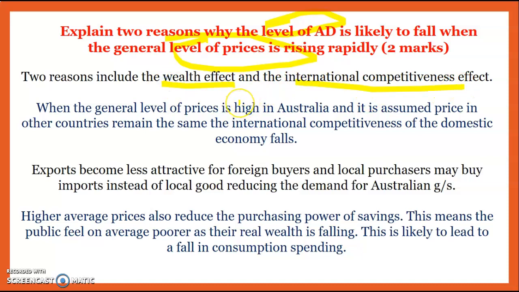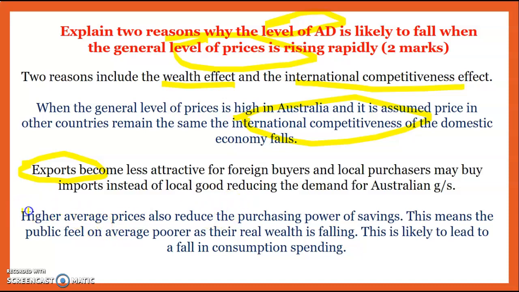So when the price is high in Australia, if we assume prices overseas stay the same, we become less internationally competitive. And because of that, at higher prices, we export less and we import more, and that reduces aggregate demand. So one reason demand is lower at higher prices is because we're less internationally competitive.